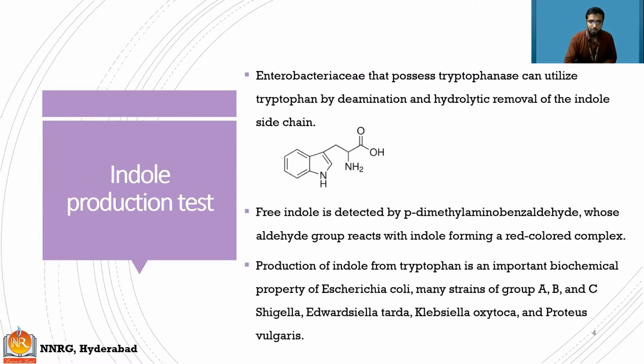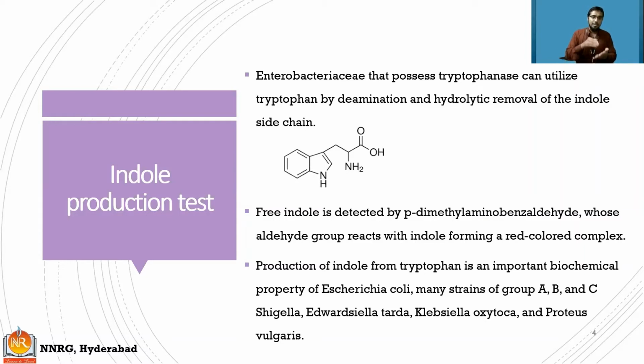Beginning with indole production test. Basically, these tests are for Enterobacter species. When I say Enterobacter, always remember these types of microorganisms belong to a particular family called Enterobacteriaceae. Enterobacteriaceae family members are tested with this one in order to identify. So Enterobacter species that possess tryptophanase, they contain the enzyme, can utilize tryptophan, and the tryptophan will be present in the nutrient medium.